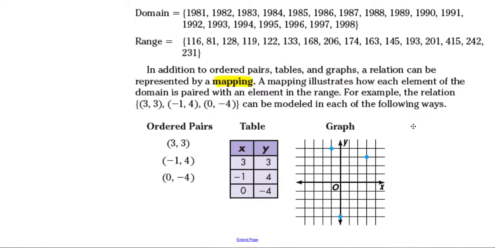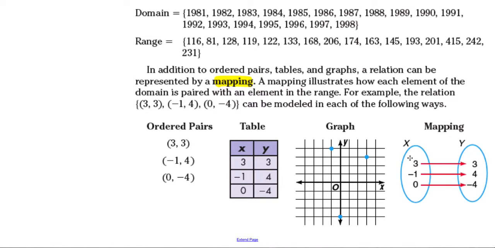And finally, the last one, we can map this. Mapping is very similar to a table where you have all your x coordinates here, or your domain values, and you have your y coordinates here, or your range values, and you simply put an arrow to indicate which ordered pair, or which x coordinate, corresponds with which y coordinate. Okay? Let's take a look at example 1.